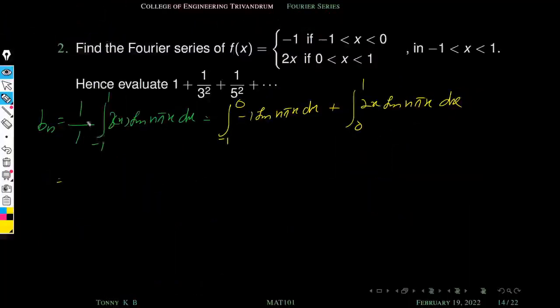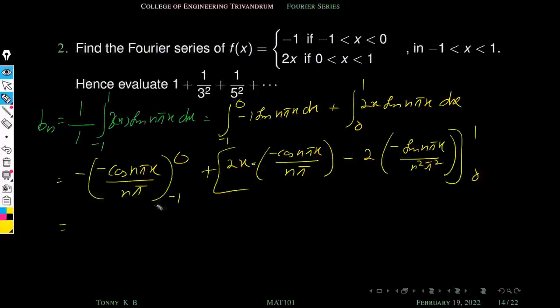So bn is given by 1 by l, l is 1, minus 1 to plus 1, f of x sin n pi x dx. So we can split this integral as sum of 2 like this. So integral is like this. This is minus cos n pi x by n pi, minus 1 to 0. And here we choose 2x as u, and sin n pi x as v. So first function into integral of second, minus derivative of this into integral of this. Okay, and 0 to 1.